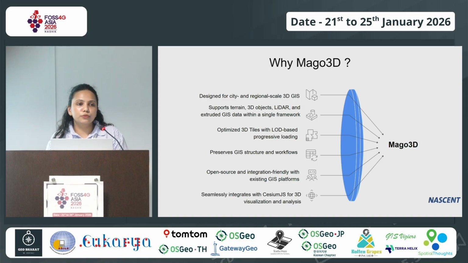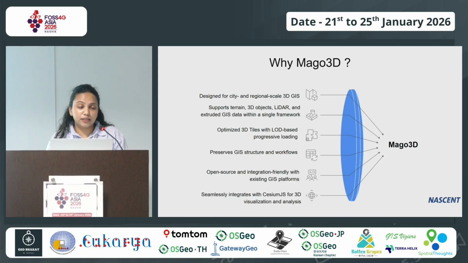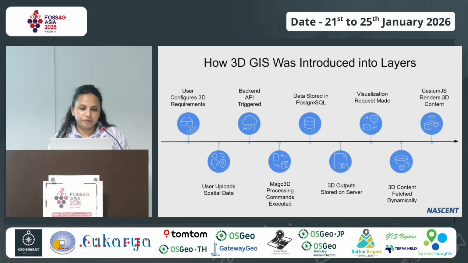Other open source tools we can use once and then they shut off, so we have to switch them on and off. But Margo 3D we have embedded very smoothly. We can use it repeatedly, and it's very good. It seamlessly integrates with CesiumJS and 3D visualization analysis. The tiles we have generated from Margo 3D are very good, and they easily get integrated with CesiumJS.